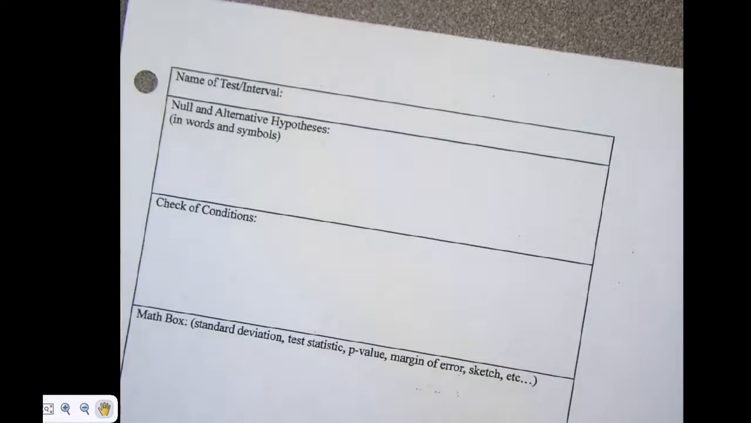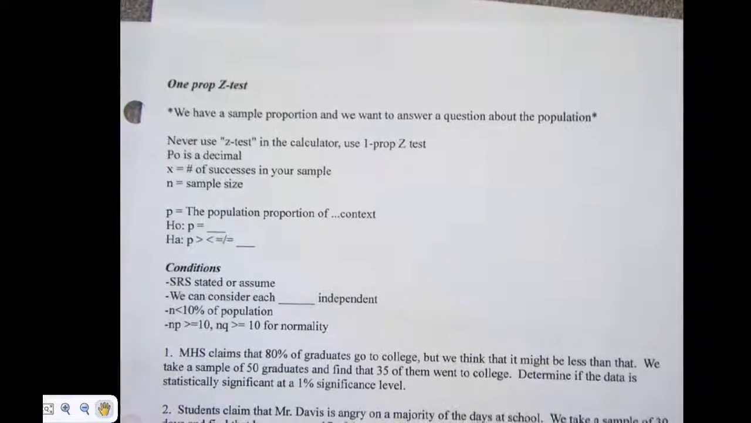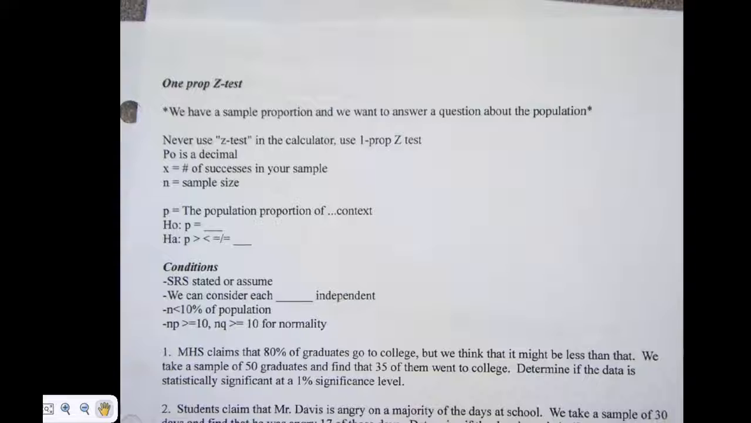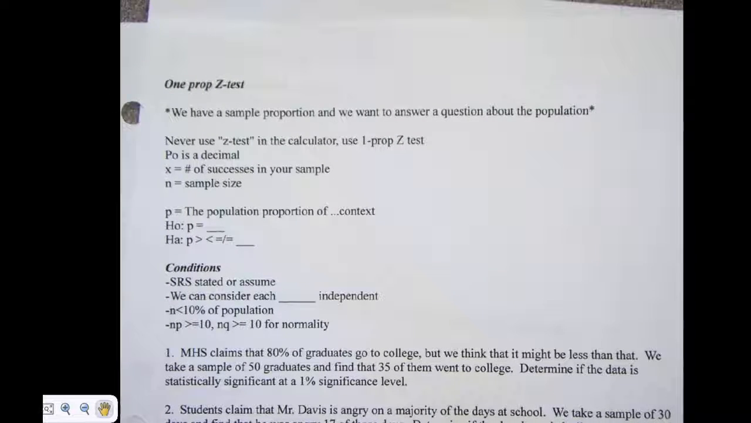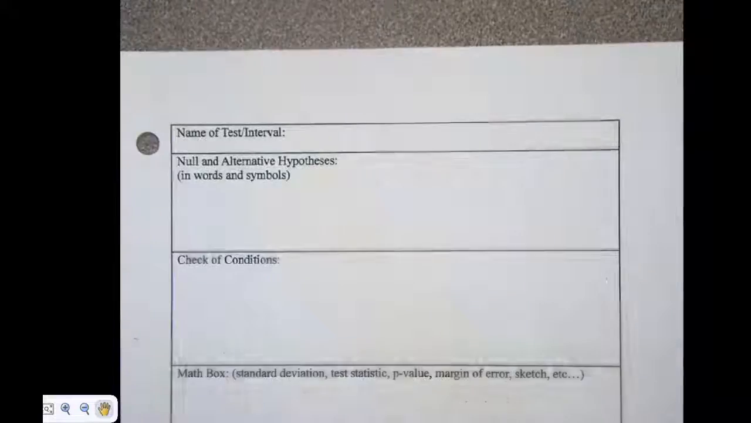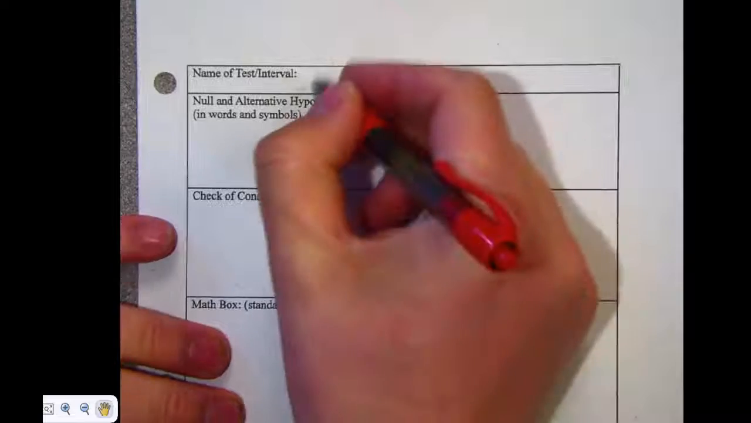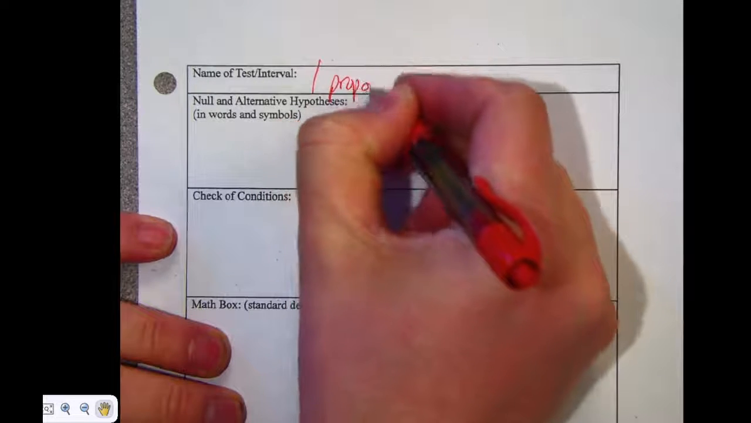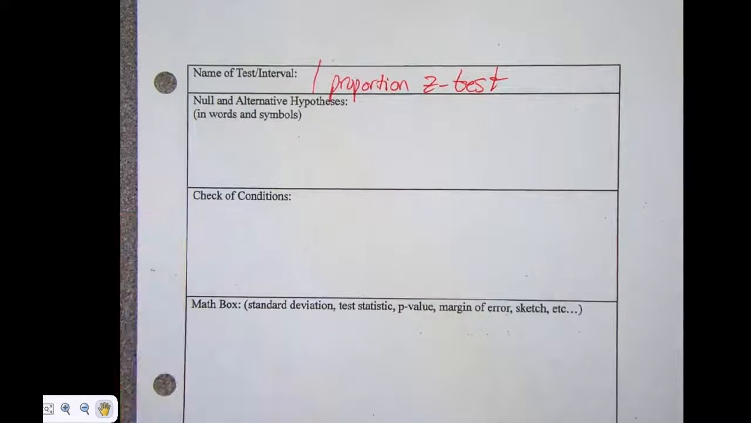So we're doing one prop Z test. So I gave you the notes. This is basically the template, but I'll write it out too. Do you want to do an example and then write out the template, or do you want to do a template and then the example? Example first. Okay. That's what people usually say. Well, as long as we get pile taken care of. All right. One proportion Z test.